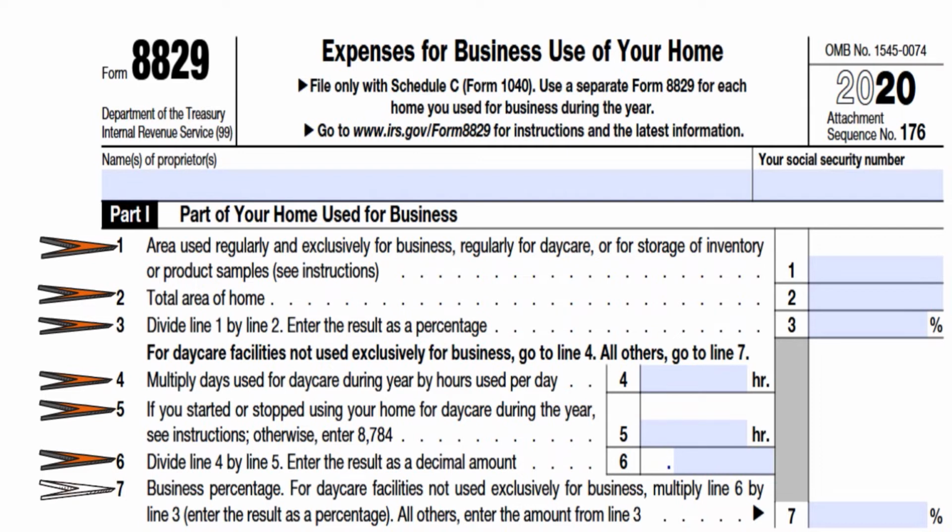Line 7, so if your home business is a daycare, you want to multiply line 6 by line 3 and enter this number here. And if you don't run a daycare, enter the value of line 3 here. It's very important to understand that every number that you put here, you have to have the documentation for it. You need to have the records, the accounting records, the tax records to back it up in case you are audited.